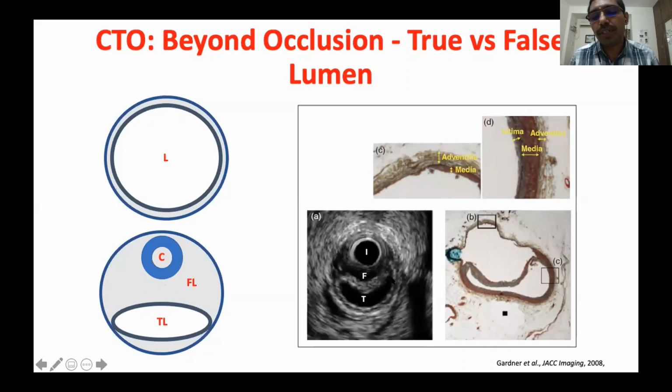How do you differentiate true from false? A true lumen is a 3-layered structure. Here you can see the intima, media, and adventitia. This 3-layered structure differentiates the true lumen from the false lumen. Your IVUS catheter here is in the false lumen. The false lumen is a single-layer structure. So these are the various morphologies you see during CTO intervention.